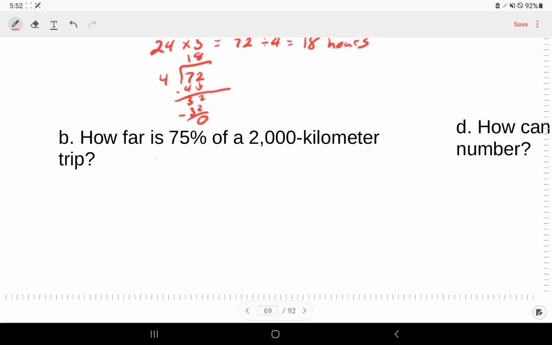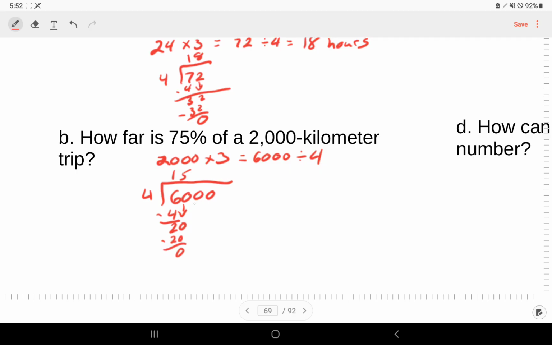Okay. Same idea. 2,000 times 3 is 6,000 divided by 4. So 4 goes into 6 one time. Bring down a 0. 4 goes into 20 5 times. And it goes into 0 0 times. So 1,500 kilometers.